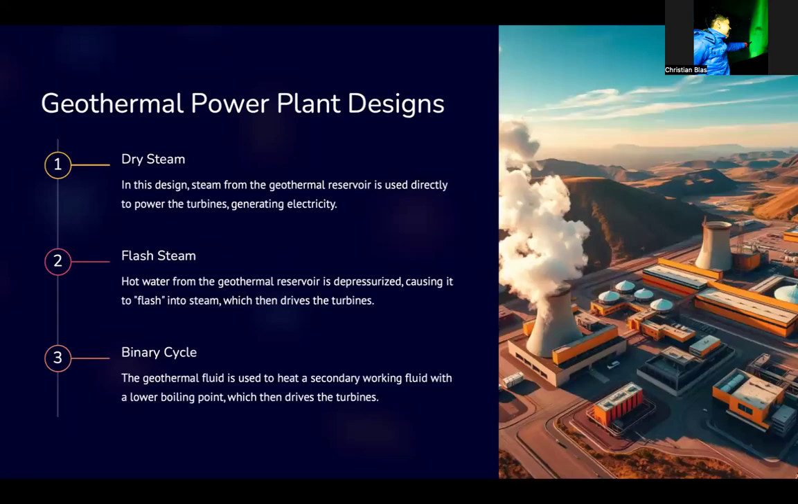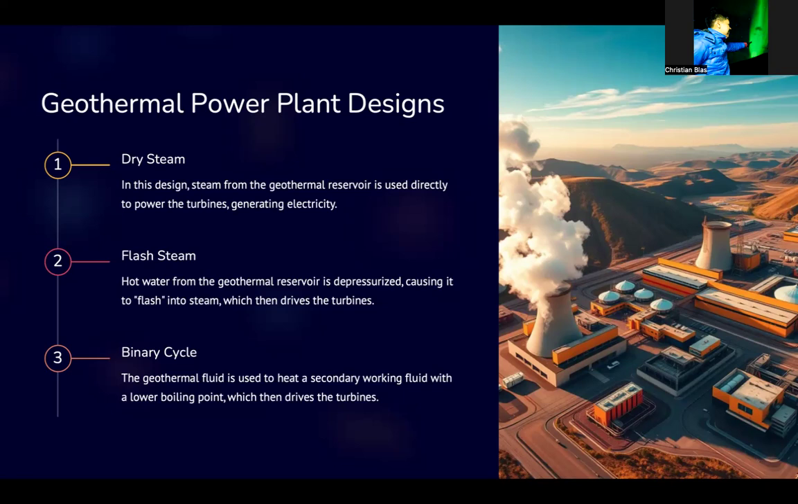So for the geothermal power plant designs, we have the dry steam or the direct steam conversion, we have the flash steam with hot water, and then the binary cycle. Later I will show you the components of the schematic diagram of those power plant designs.